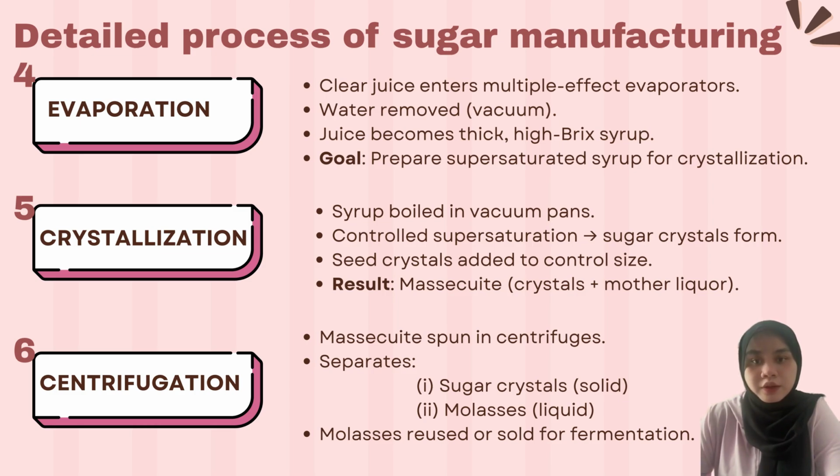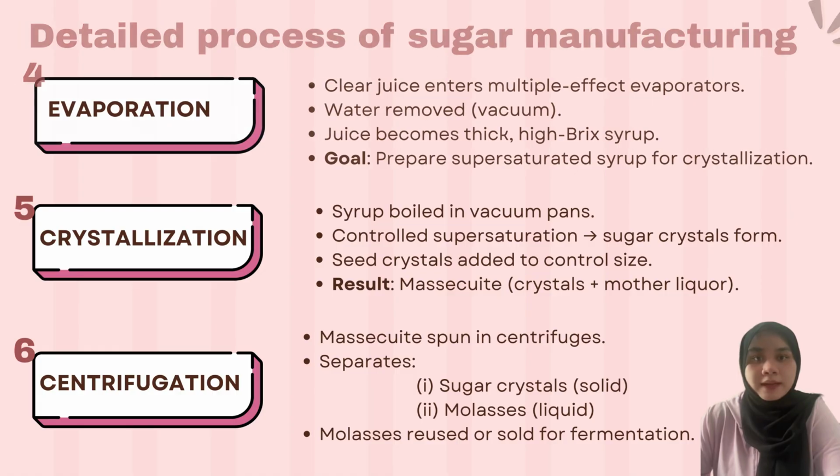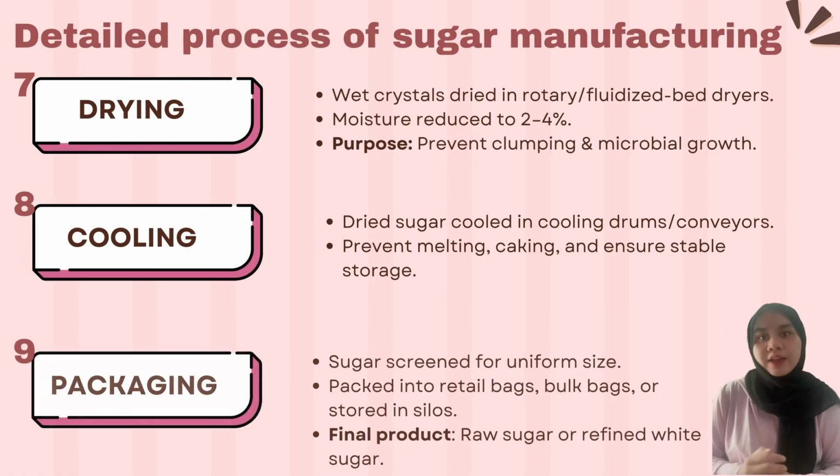After crystallization, the massecuite is transferred into a centrifuge. The centrifuge spins the mixture at high speed to separate the solid sugar crystals from the liquid. So, we get 2 products. The first one is the sugar crystals, which are collected as the main product, and the molasses, which is the liquid part.